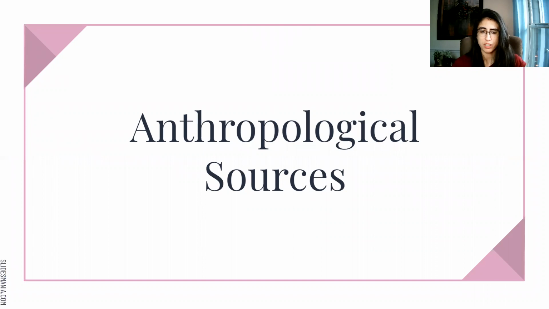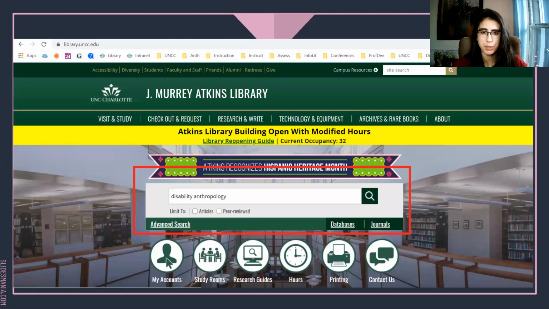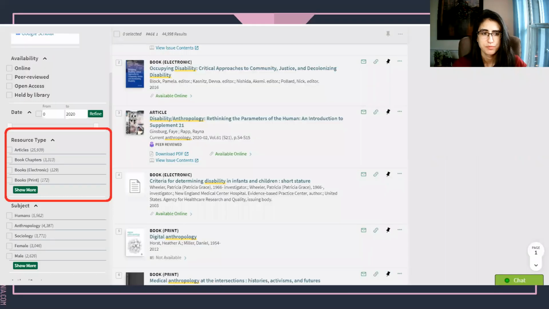So next, we're going to talk about how to find anthropological sources, because it can get really tricky. How do I know if my source is an anthropological source or not? And again, it's going to be really easy. It's the same idea as with ethnography. When you are doing a search through the library homepage, you're going to put in your keywords as well as the term anthropology. So I have repeated my search here. I have searched again for disability and anthropology in this middle search box on the library homepage.